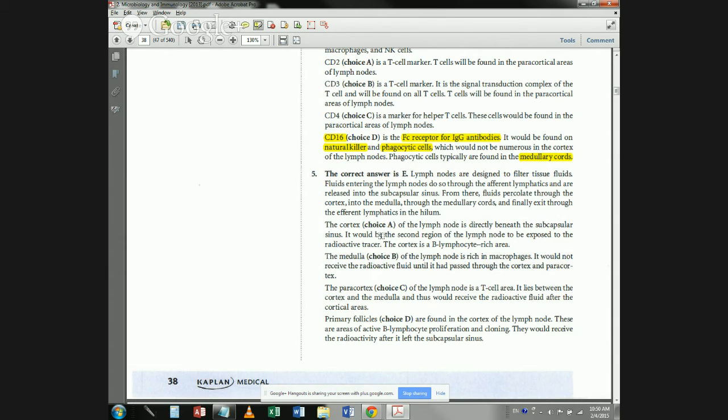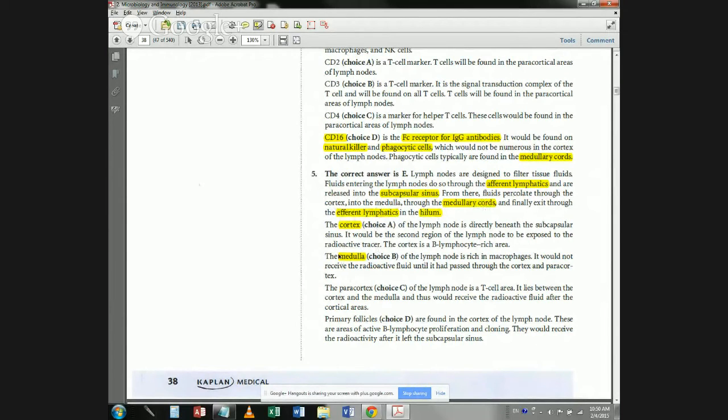So this is the order, right? First thing that happens is lymph nodes. This is the order of things. You have lymph nodes designed to filter fluid. Fluids entering the lymph node do so through the afferent lymphatics, released into the subcapsular sinus. From there, fluids percolate through the cortex into the medulla, through the medullary cords, and exit through efferent lymphatics in the hilum.